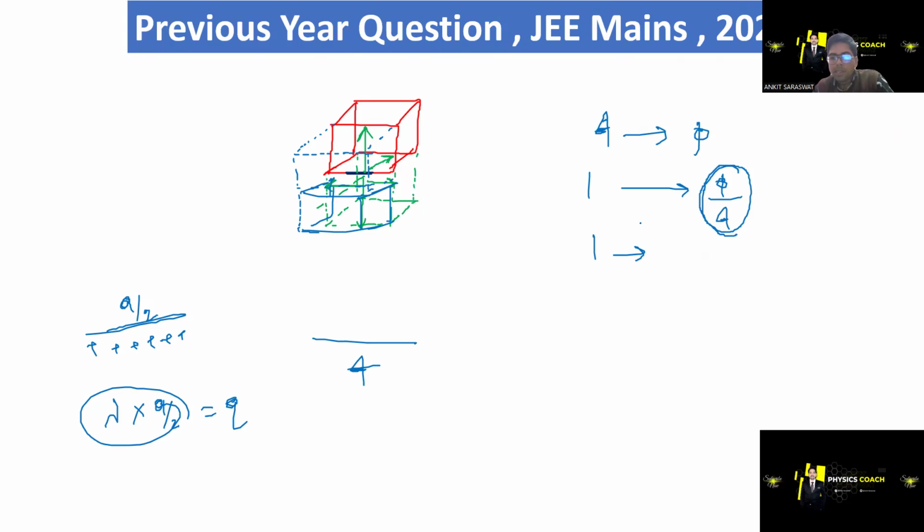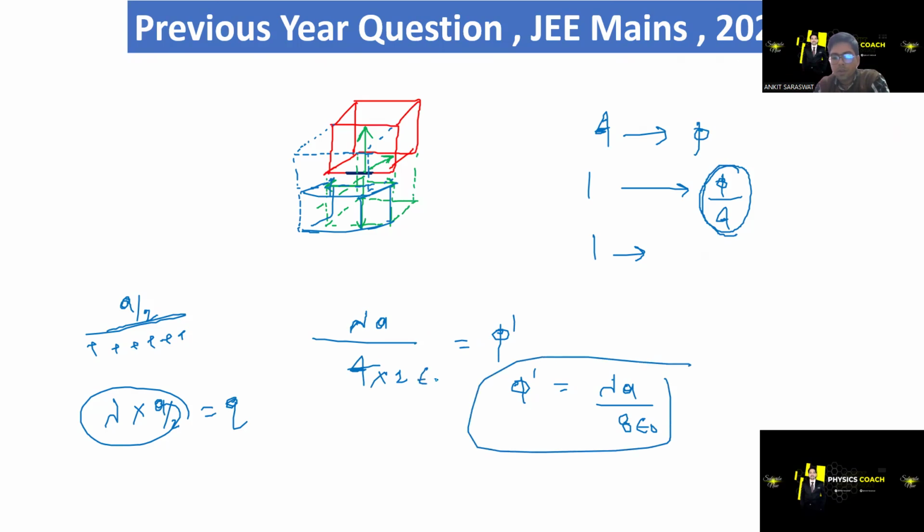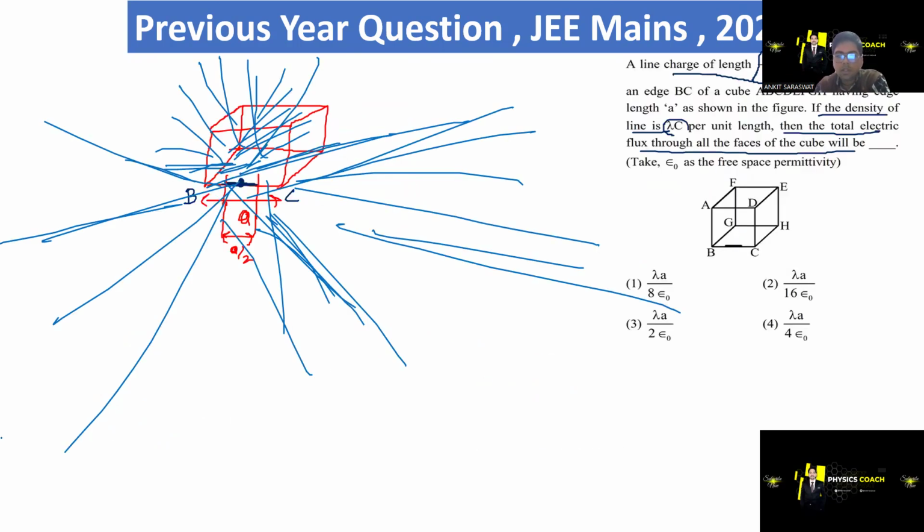So how much flux is linked with a single cube? Single cube means all the faces of the cube. So the flux from the single cube is lambda A by 8 epsilon naught. Which option is correct? Option 1.